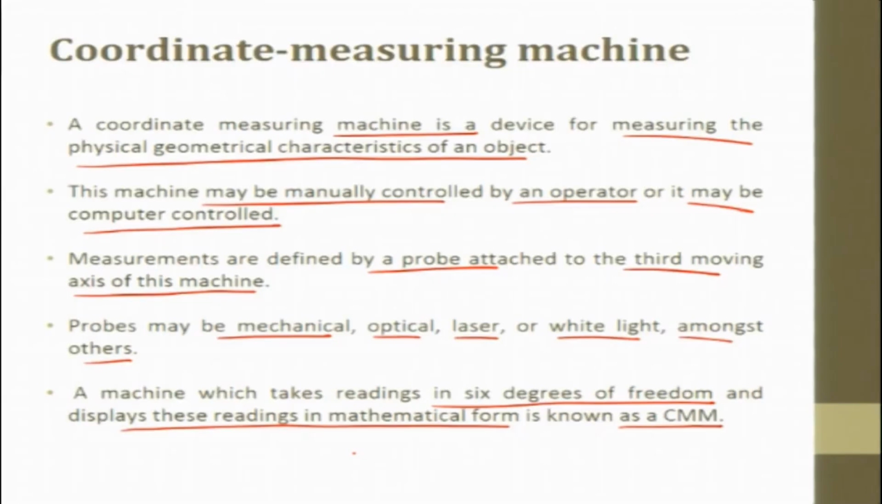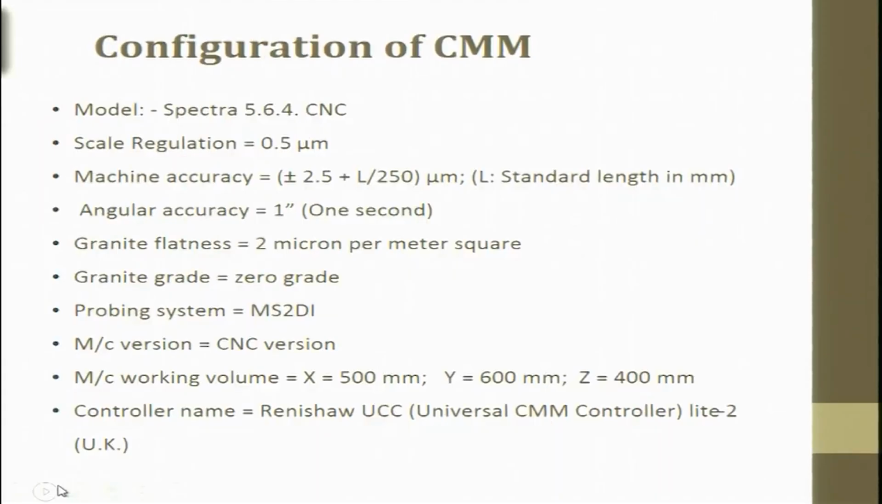So the CMM machine that we have here is the Spectra 564. What is 564? 500, 600 and 400 is the work area or the workspace available in the 3 axes: 500 mm, 600 mm and 400 mm. Scale resolution is 0.5 micrometer.